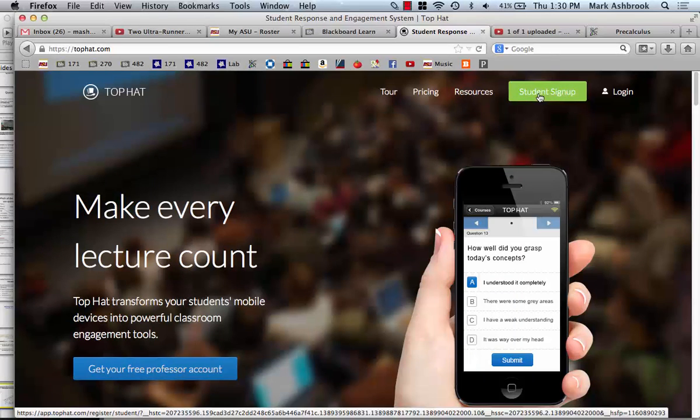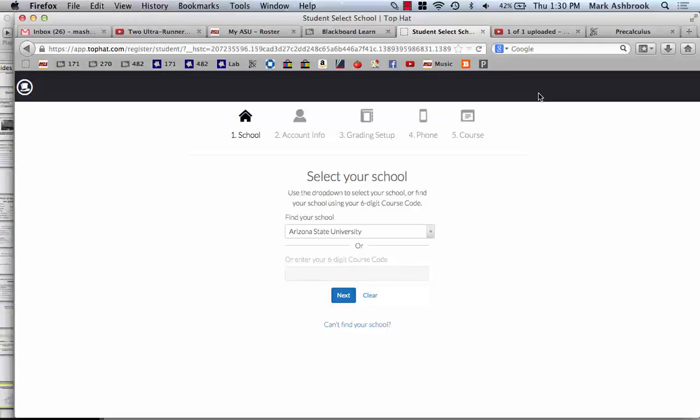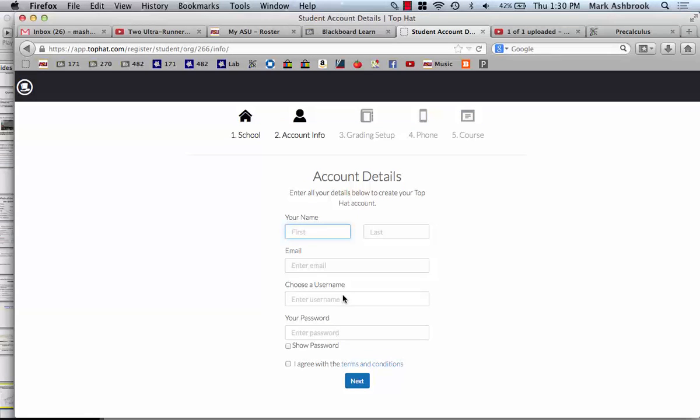From tophat.com, you're going to go to this green button, student sign up. Find Arizona in the list. You're going to find Arizona State University by starting to type out Arizona State University, and it'll get that from the list. Go next, and then put your name in. Jerry Student.